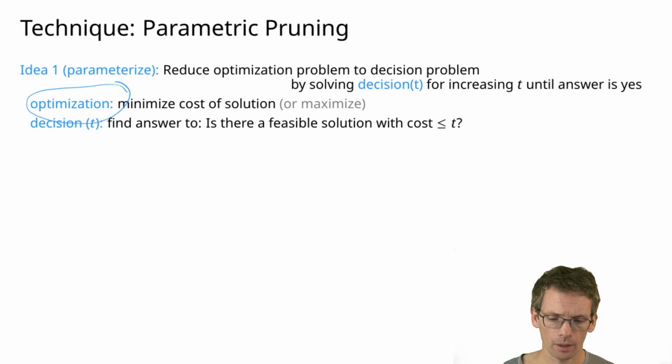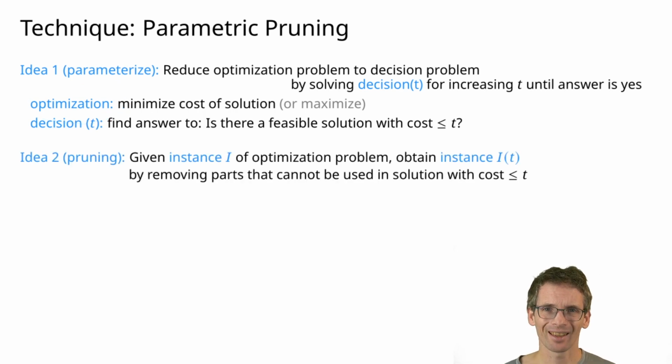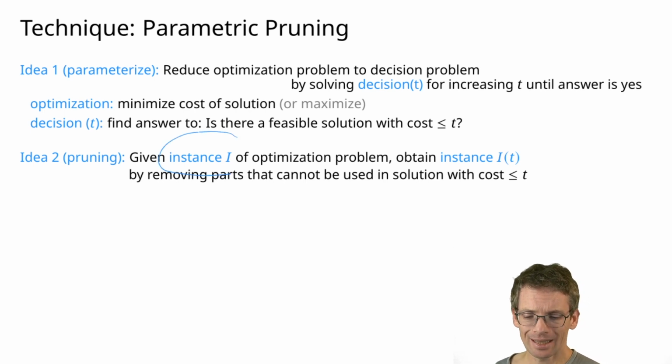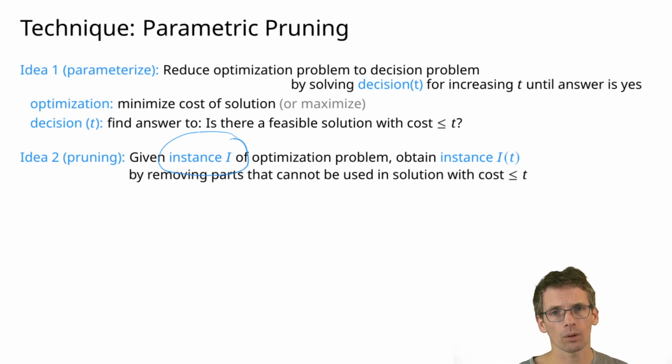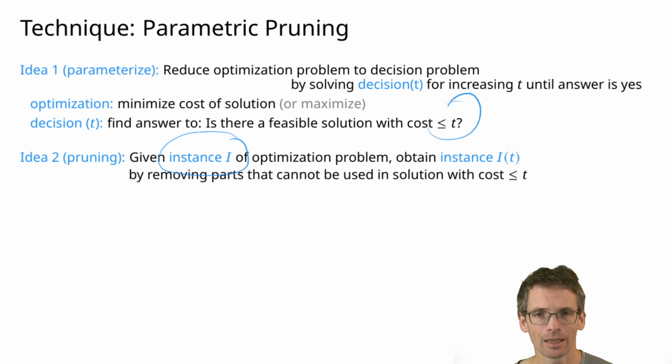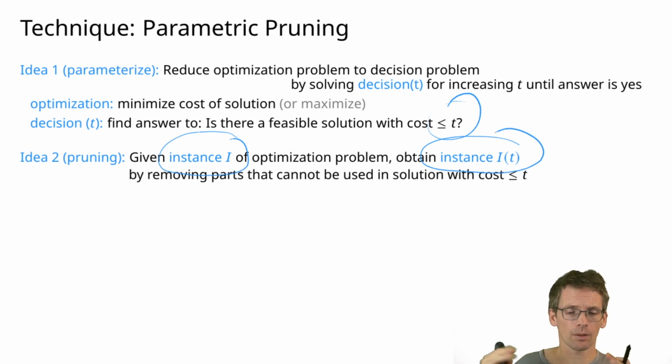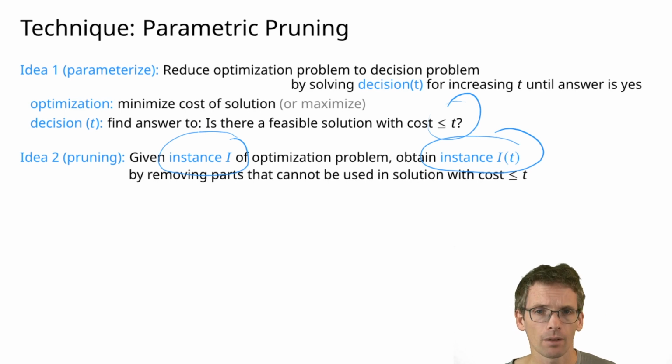Now, this is ingredient number 1 for parametric pruning. Then obviously pruning itself. So what is a pruning here? We start with an instance for the optimization problem. And now we have a decision problem corresponding to this parameter t here. And the idea is, because we now have to some extent a simpler problem, this decision problem to solve, we can also simplify our instance. So we're not working on the original instance, but we're going to simplify it. Specifically for this value of t, we'll get an instance which we now want to solve our problem on.